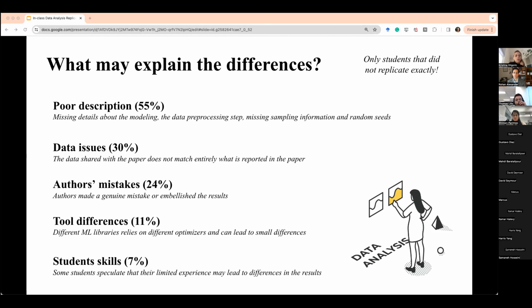Students also talked about tool differences. In the class, we used Python, but in some of the papers, it looked like they were analyzing data with R. Even though it's the same test or the same type of model, there could be different optimizers and some small differences in the default parameters, which means that you cannot reproduce exactly the same number in a different programming language using different libraries. And again, students also talked about their skills and how they improved their skills throughout the semester.